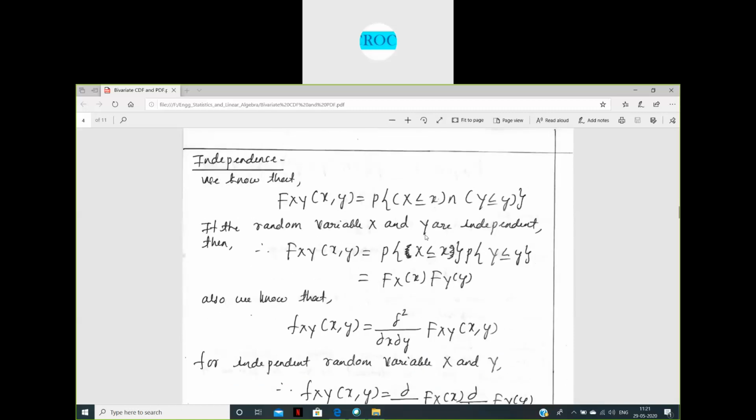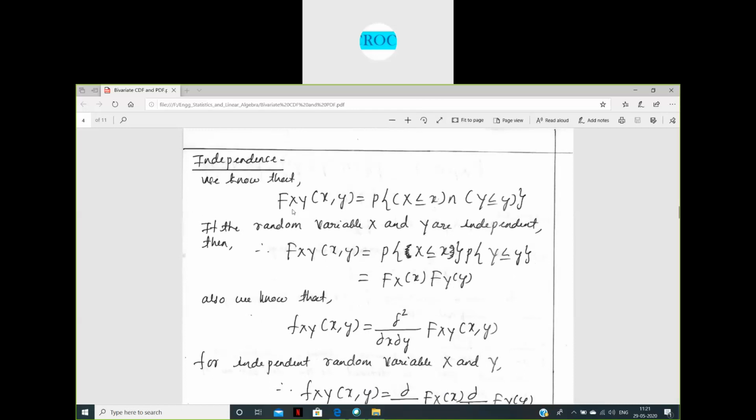The next concept we have is independence. What is the meaning of independence? Here, we consider random variables x and y. The two random variables x and y are called independent if the probability values for one of the random variables, say x, do not change the probability for the other random variable y. If it does not change the probability for the random variable y, then these two random variables, x and y, are called independent random variables.